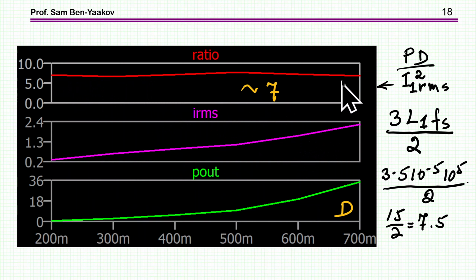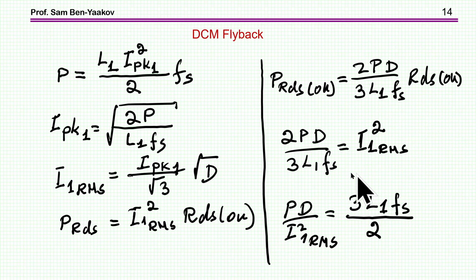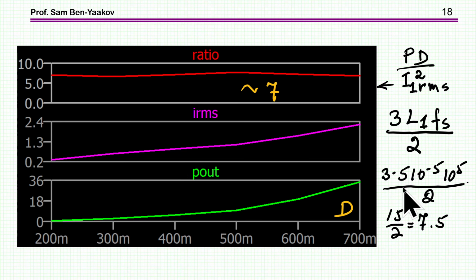It's about 7. Okay? And it should be equal to this term here from this expression, and plugging in the numbers, this is a 50 microhenry inductor, 100 kilohertz, I find that this ratio here is 7.5, while in the simulation it's about 7. And again, due to these parasitic effects, I think it's a pretty good match.